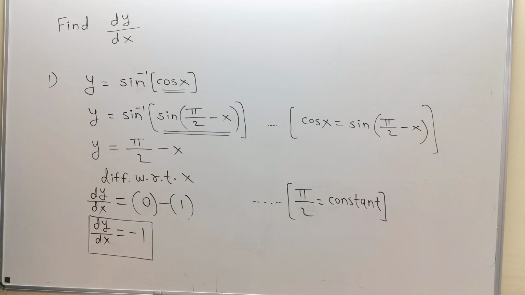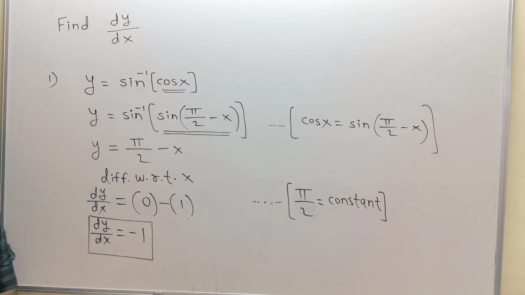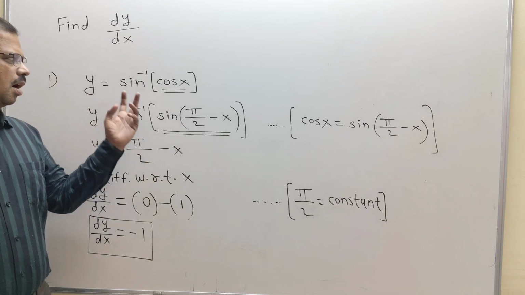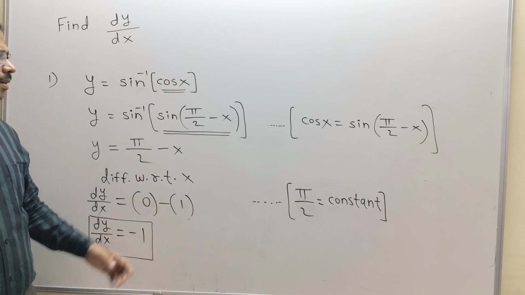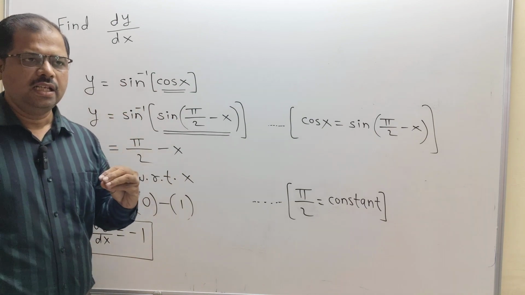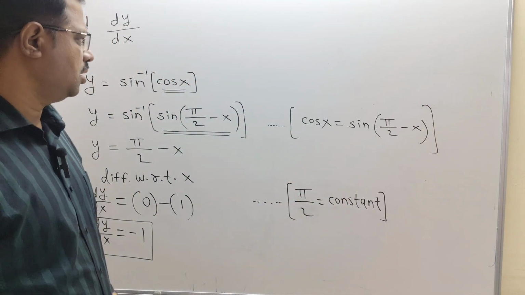Find dy by dx for the following. y is equal to sine inverse of cos x. In this problem, the outer function is sine inverse, and the inner function is cos. We know that sine inverse and sine are inverse operators of each other, so they cancel each other.